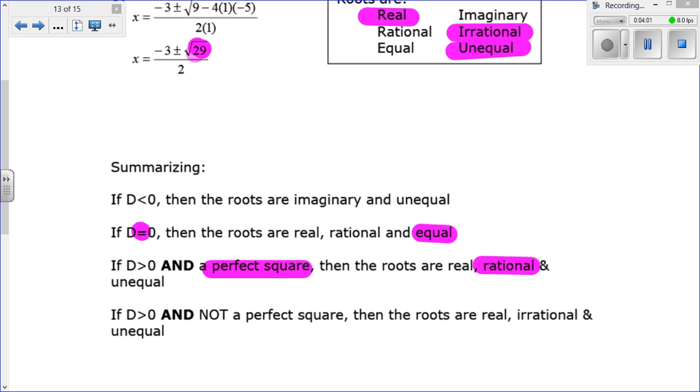And if the discriminant is greater than 0 and not a perfect square, then the roots are real, irrational, and unequal. Well, irrational and not a perfect square go together, because if it's not a perfect square, then the number has to be irrational because I can't get rid of the radical. And really, if you want to go back to here, less than 0, so it would be negative, and negative would be imaginary. Those are the key terms and ideas that you're looking for to help you.